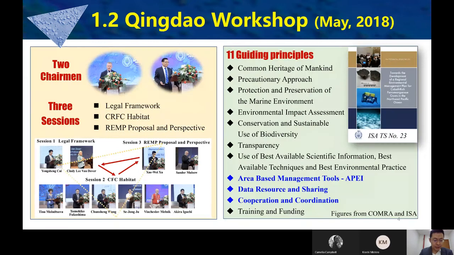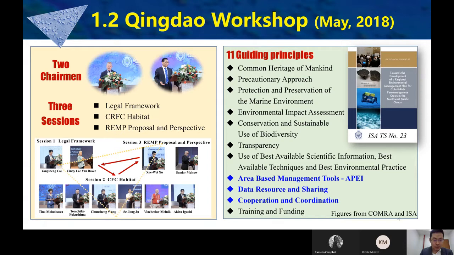Two years ago, COMRA and the ISA jointly organized an international workshop on REMP for the cobalt-rich crusts in the triangle area. The Secretary-General of ISA and the Secretary-General of COMRA worked as co-chairmen. In total, more than 100 delegates attended this meeting and discussed in three sessions, including legal, habitats, and REMP proposal.